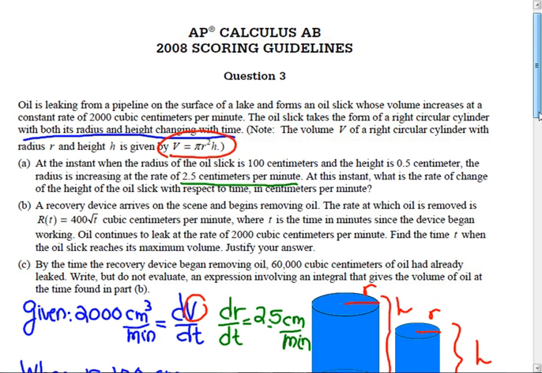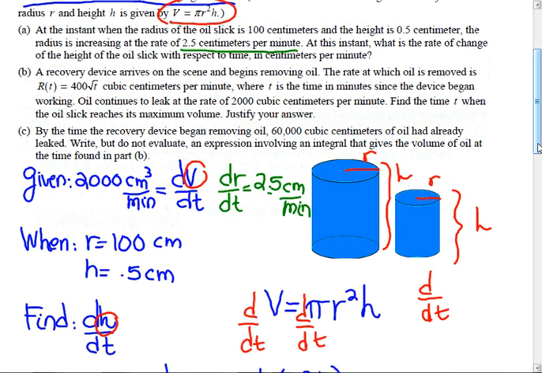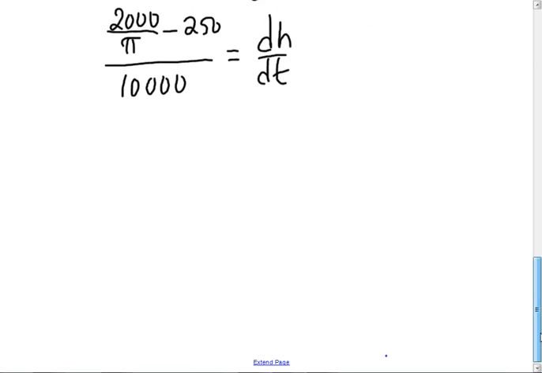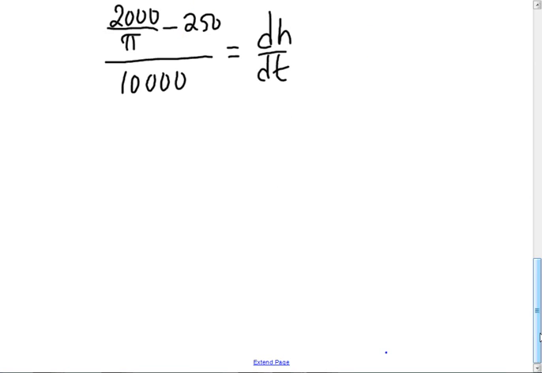The recovery device. And you have to think about this now. So now the oil's coming in, but they want to get rid of it. So we have a recovery device that arrives on the scene and begins recovering oil, removing oil. The rate at which the oil is removed is R of T, 400 square root of T cubic centimeters per minute. I'm going to write that down because it helps me. You don't have to. It may not be part of the question, but I don't even remember from the last hour.